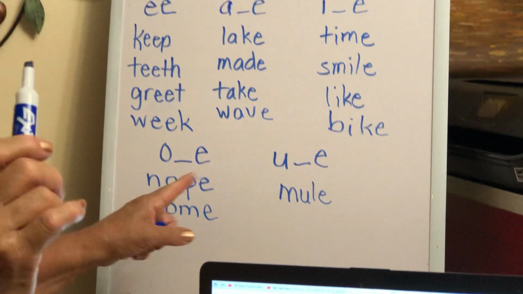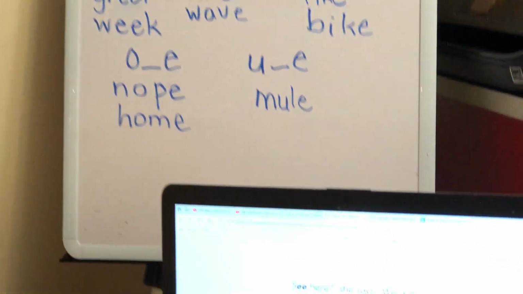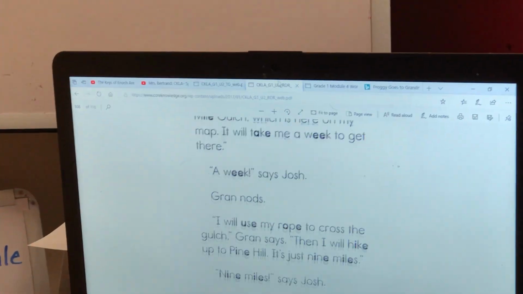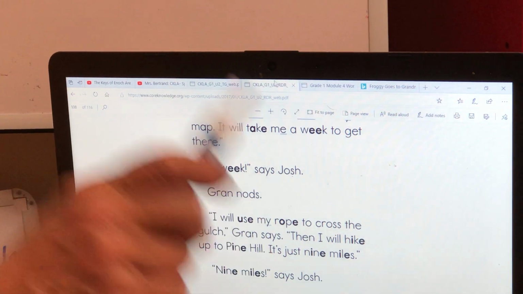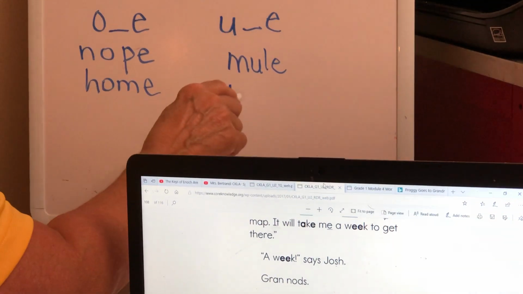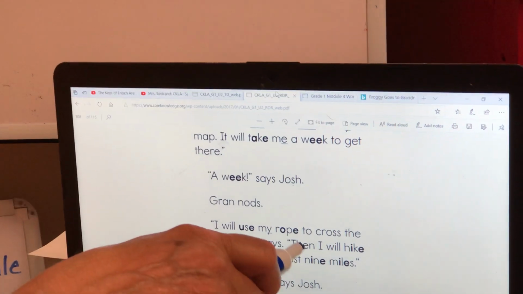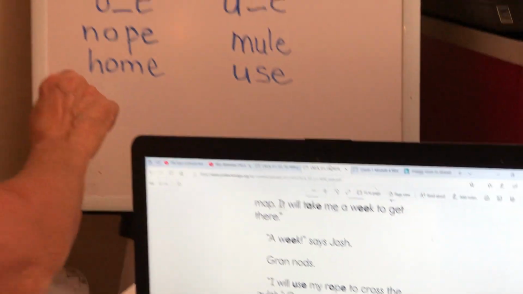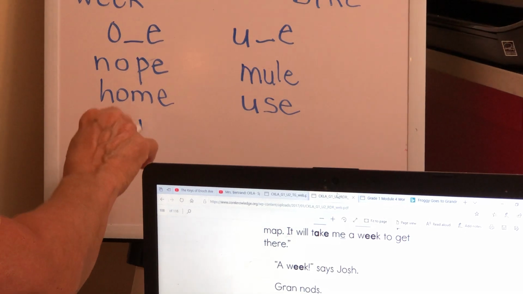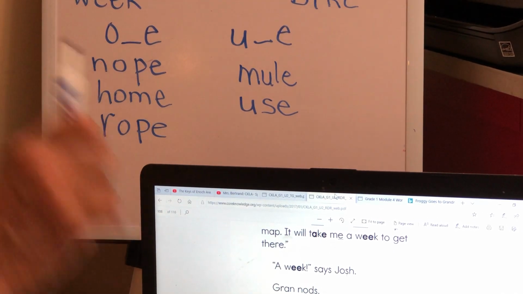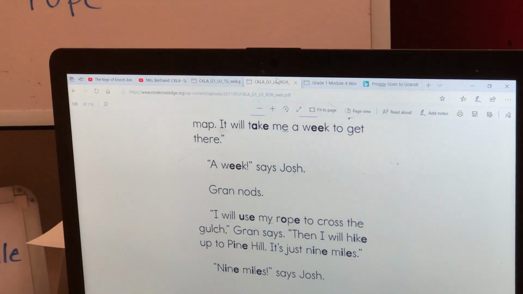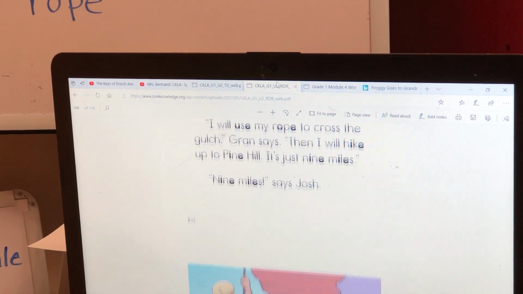So let's see if we can find any more O blank E or U blank E words, because we have enough of everything. Look at use, U-S-E. And here is rope, R-O-P-E. And I don't think we have any more, but we could check.